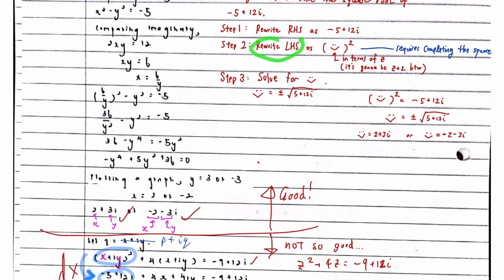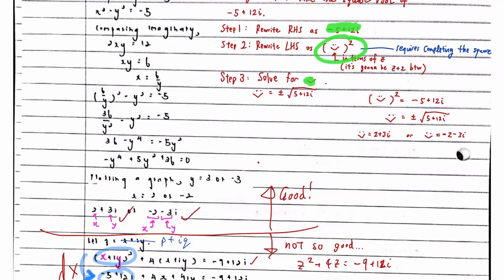But my step 2 tells you to rewrite the left hand side as some happy face to the power of 2. So what do you need to do? Complete the square, exactly. I already went through this last week. So complete the square, you get a perfect square like this: happy face to the power 2 equals -5 plus 12i.